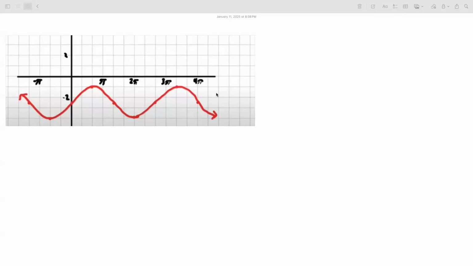Phase shift formula, you don't need it, though the book has it. Try, what is the midline? I would like to see you do it. Let's see.